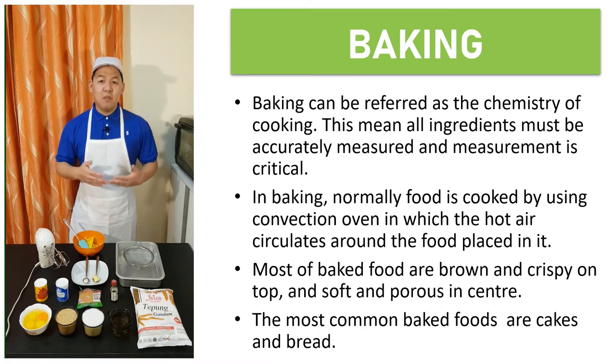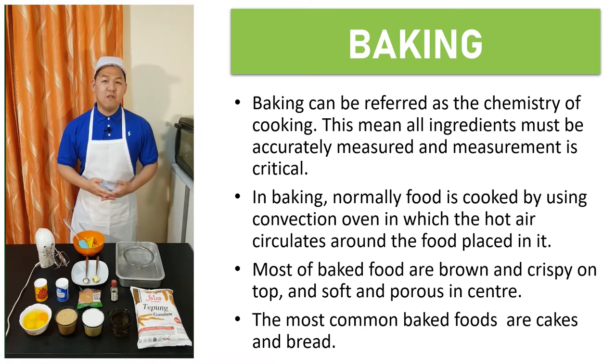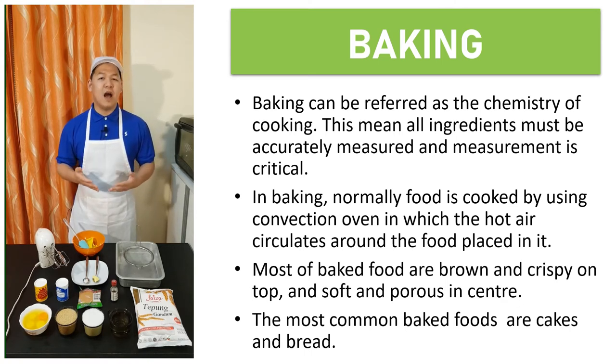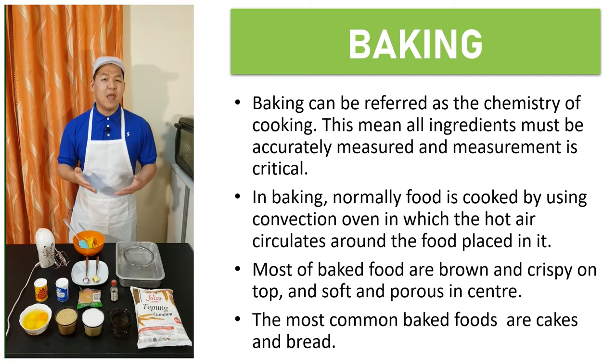In baking, normally food is cooked by using a convection oven, in which the hot air circulates around the food placed in it. Since it is a dry heat method of cooking, dry heat is generated from the hot element during the cooking process. Most baked foods are brown and crispy on the top and soft and porous in the center. The most common baked foods include cakes and bread.